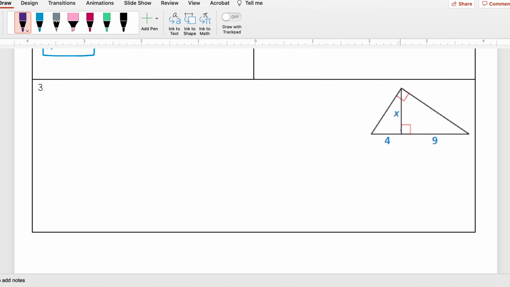Okay, let's look at one last one. First, I need to see whether I'm given the altitude or the leg. Here, this is going to be the altitude, so I want to use that first theorem. And that first theorem told me that it's just going to be the geometric mean of the two segments of the hypotenuse multiplied together. So I need 4 times 9. So I have x squared is equal to 36. And then when I take the square root of both sides, I get that x is equal to 6.